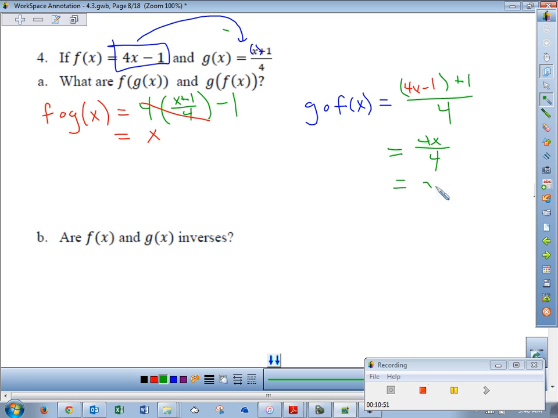x. They want to know if they're inverses of each other. When you do the composite f of g of x, you get back x. Then you do g of f of x, and you get back x. That means that they are inverses of each other. So, yes. f of g of x equals g of f of x, which equals x. Got to get x both times.